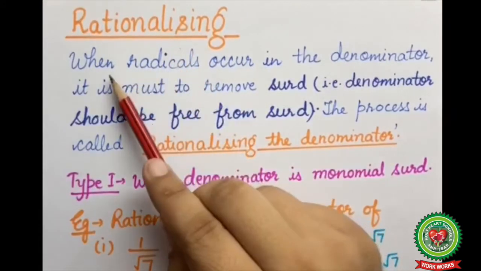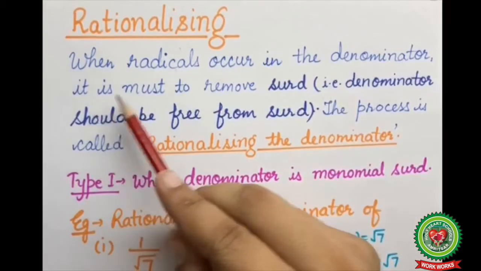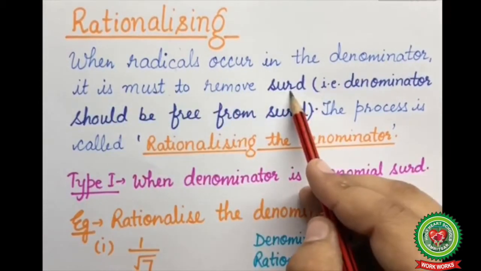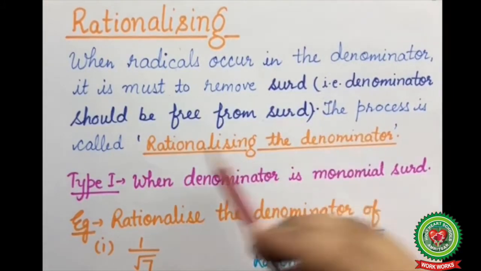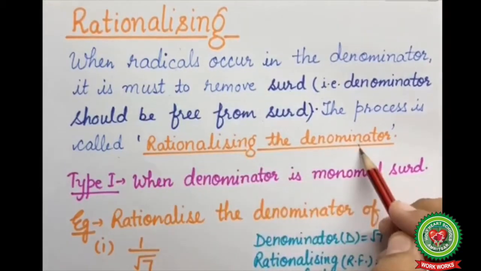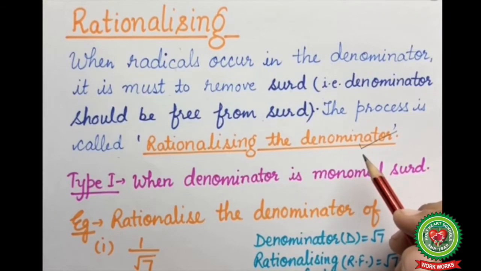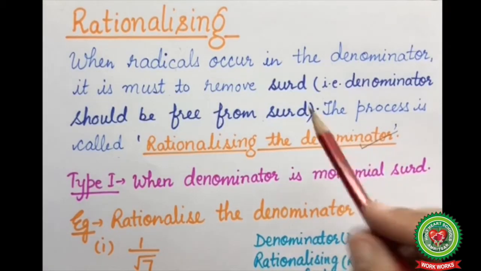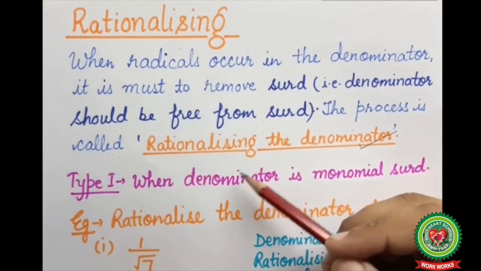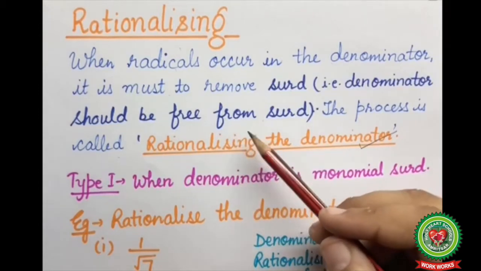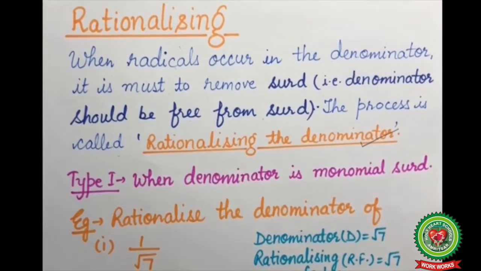Rationalizing. When radicals occur in the denominator, it is a must to remove surds. That is, the denominator should be free from surds, and the process is called rationalizing the denominator. Now students, you need to remember that whenever we write the answers, we should not have a surd in the denominator. If we have a surd in the denominator, we are going to do the rationalizing of the denominator. So let us discuss some types based on this topic.